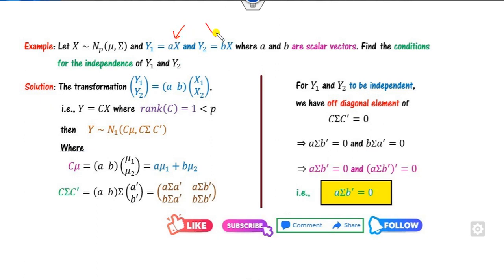So if you have the two transformations, find the value of A, find the value of B, find the covariance matrix and set it to 0. Then you can say it's independent. If A sigma B transpose is non-zero, then the variables xi's are not independent.